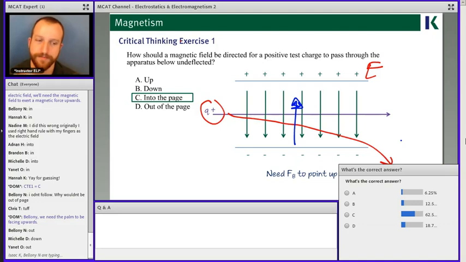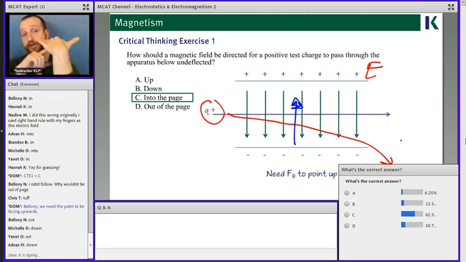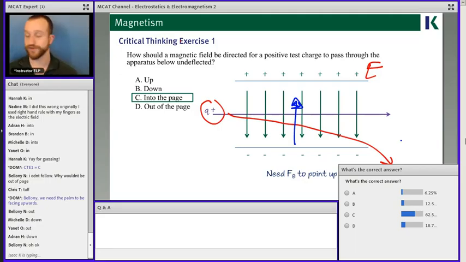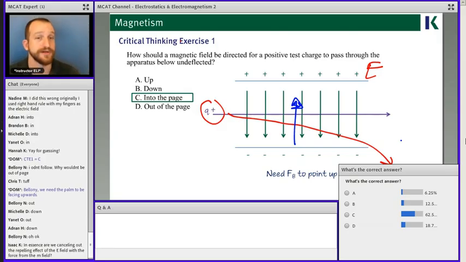Where is your palm pointing now? Pointing down. Exactly right. If you take your thumb, point it directly to the right, take your fingertips, point them back at yourself, like so, your palm should be pointing straight down. But straight down is the way that it's already being pushed from the electric field. We need a new magnetic field that pushes back against it. That's because of the one word, which is that it has to go through undeflected.